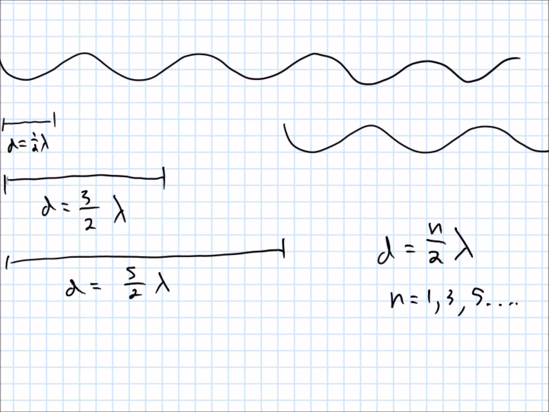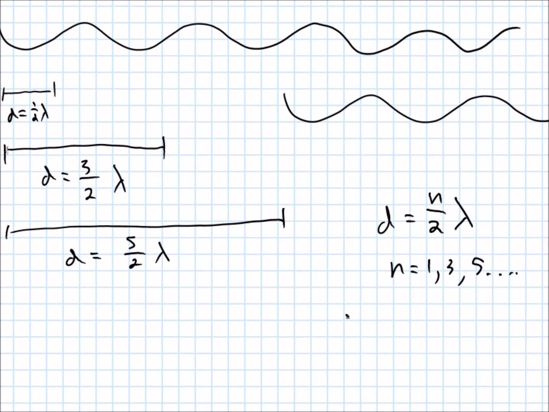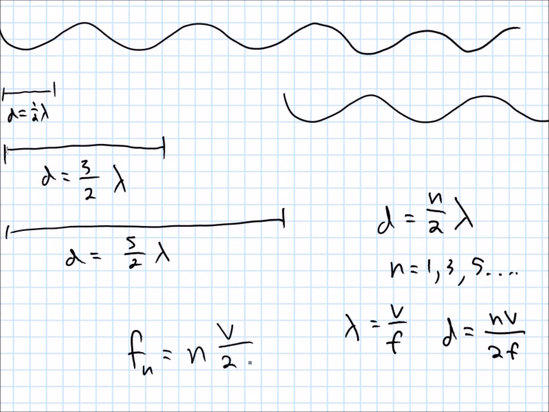Now we'll do the same thing that we did before if we want to write this in terms of frequency. Wavelength is equal to velocity over frequency, so I'll plug that in. So d equals n v over 2f. Multiply the f over, divide the d over, and I get that f, the frequency for a given odd n, is equal to n times v over 2d. So this is for destructive interference.